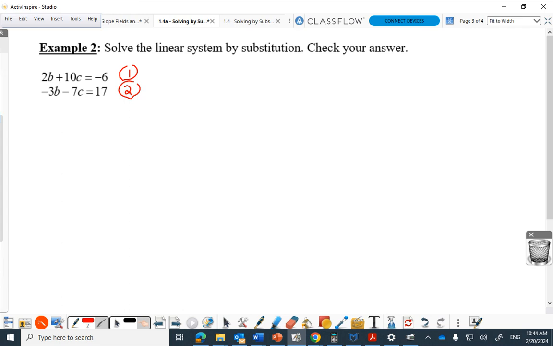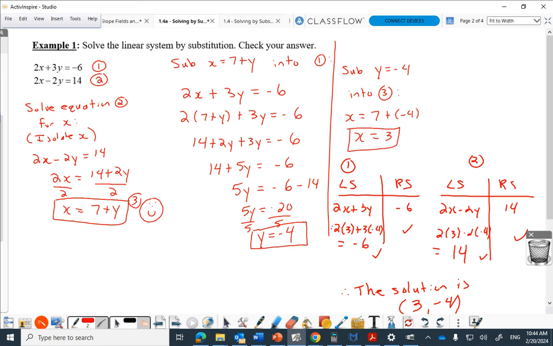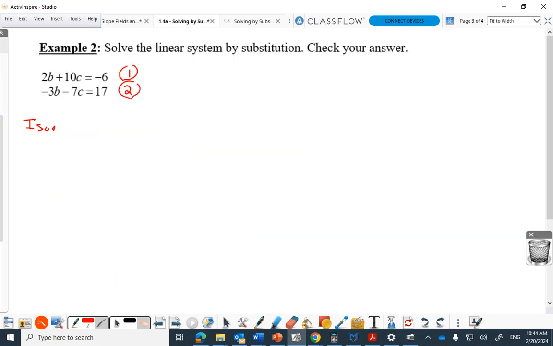So she says, and I'm going to write it a slightly different way than I did last time, so you understand that there are different ways to say this. I'm going to say isolate b in 1.